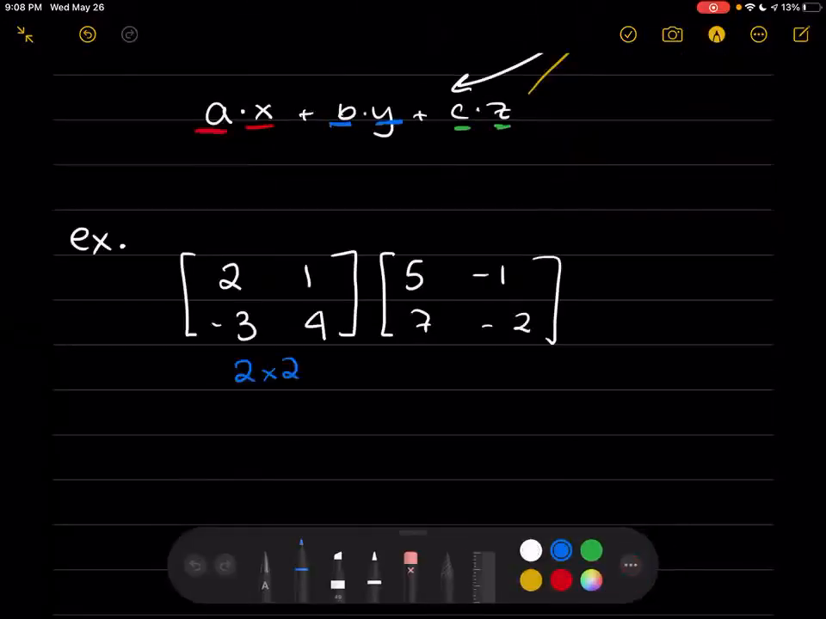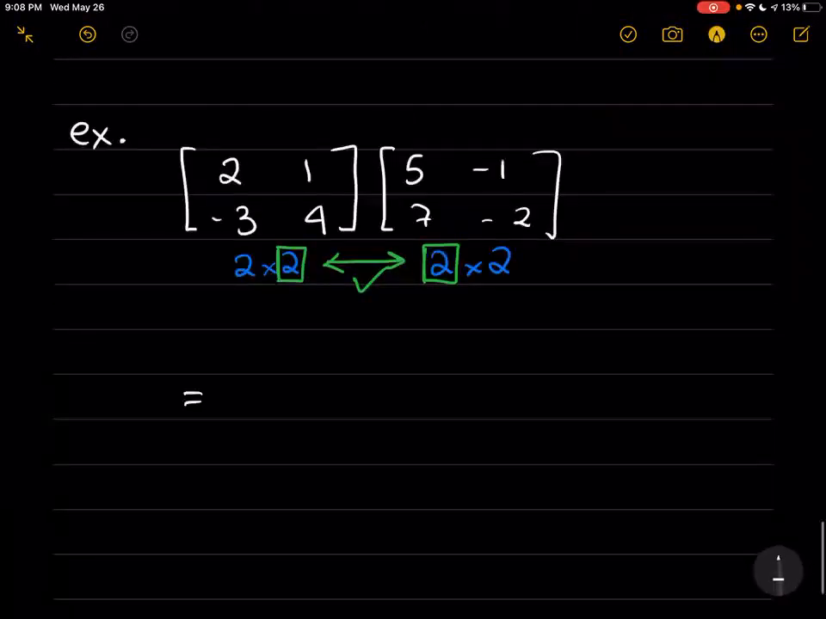So this is a 2 by 2 matrix, right? And this is also a 2 by 2 matrix. When you're multiplying two matrices together, you really want to make sure that this number here and this number here match up. And in this case, they do. So we can do this matrix multiplication. Okay, but as far as actually doing it goes, let's take a look.